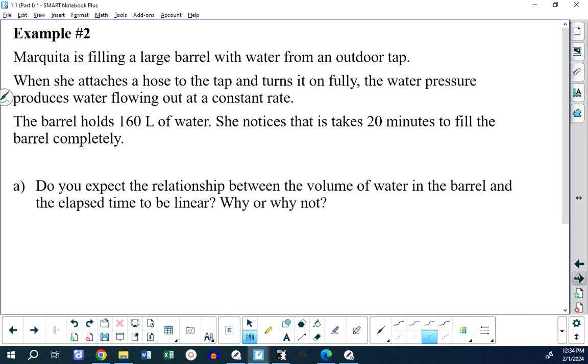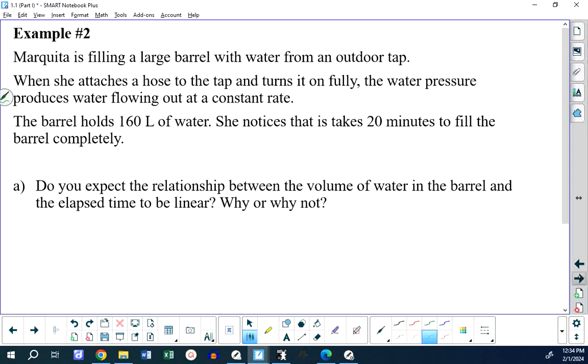In the meantime, we're going to do example 2 today. Okay? So we're going to do example 2. This is my plan. We'll do example 2, and then you'll have 3 or 4 of these to practice for tomorrow. And then tomorrow we'll have an assignment dealing with this that you will get marked on. So Marquita is filling a large barrel with water from an outdoor tap.